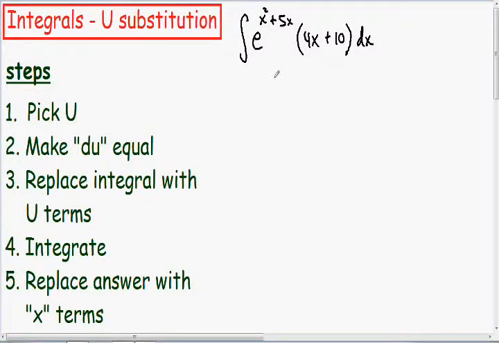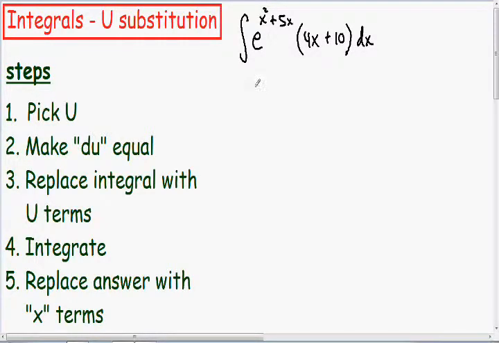So now I want to go over another integral example that we have to use u substitution. Here we have the integral of e all raised to the x squared plus 5x, and that is being multiplied by 4x plus 10. So let's just get started right away with this example.